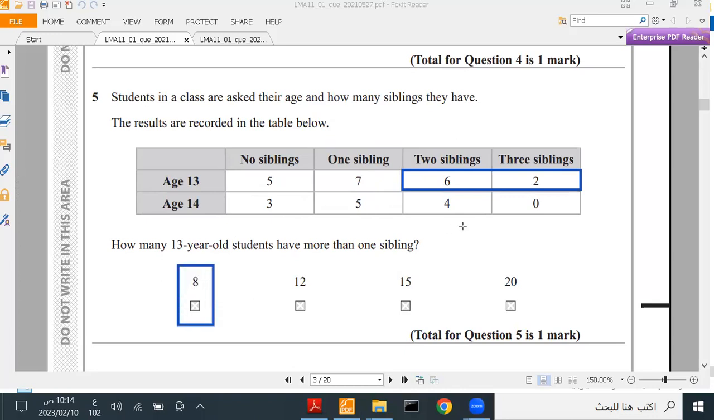Very good. So why did we say this? Because he said to me more than 1 sibling. More. He didn't say 1 and more. He said more than, so 1 sibling I don't count it. Okay. So it's going to be 6 plus 2. I take it 8. Very good. Now let's move on to the next question. Question 6.